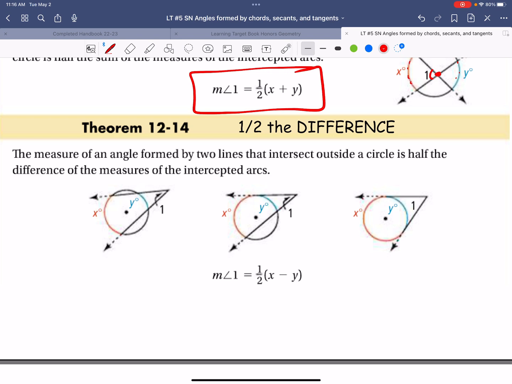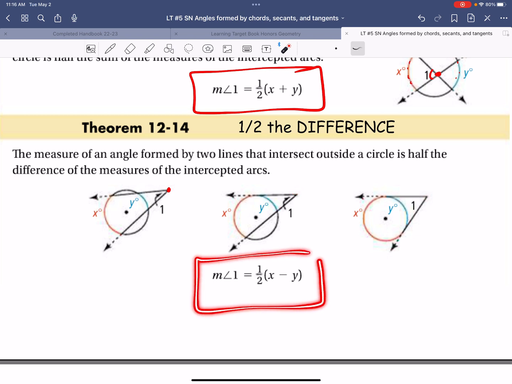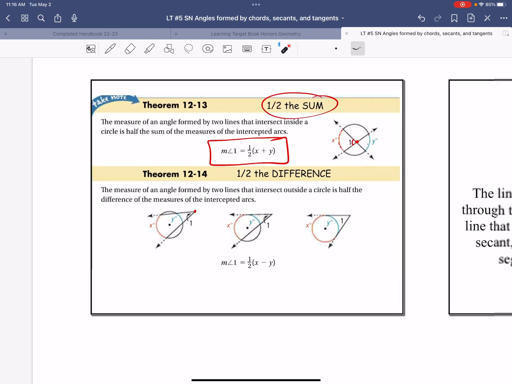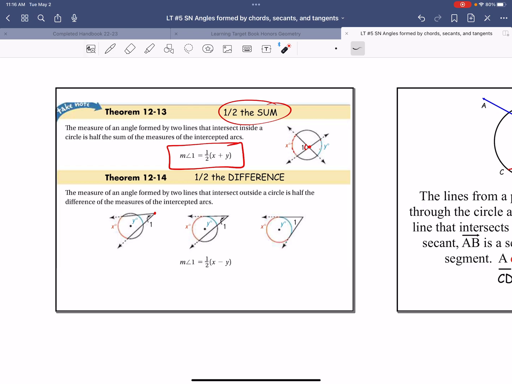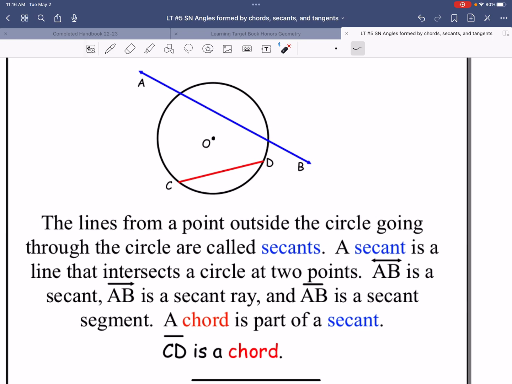Notice we can also have lines that intersect, but where they intersect is outside the circle. And when that happens, you get two intercepted arcs, x and y. Same thing here, x and y. Same thing here, x and y. But because those two lines intersect outside the circle, it's half the difference of those arcs. And that's what we're going to be talking about today. Half the sum when the lines intersect inside, half the difference when they intersect outside.